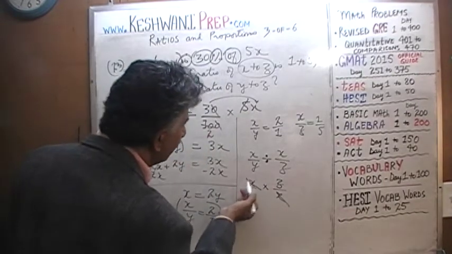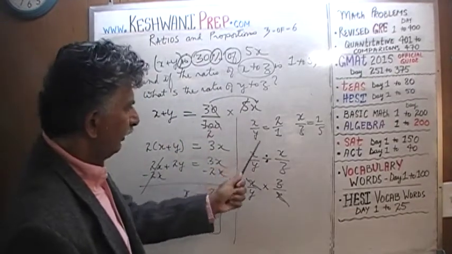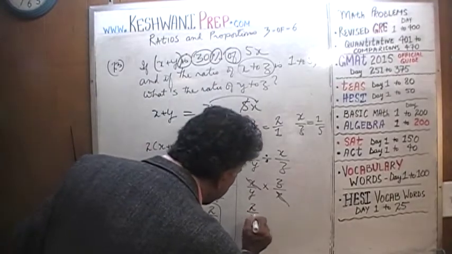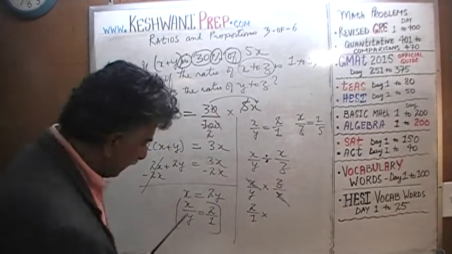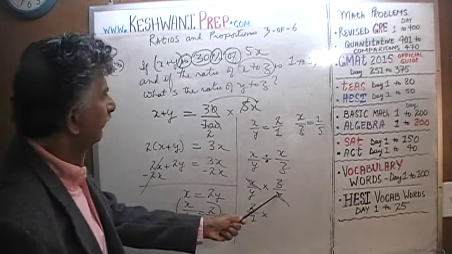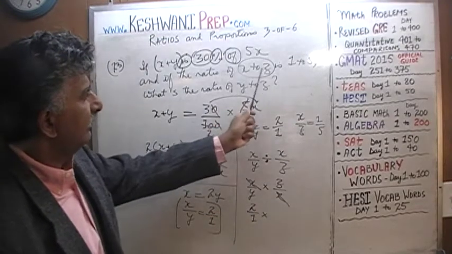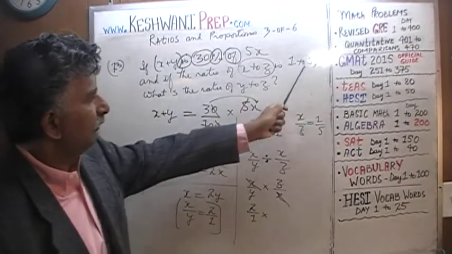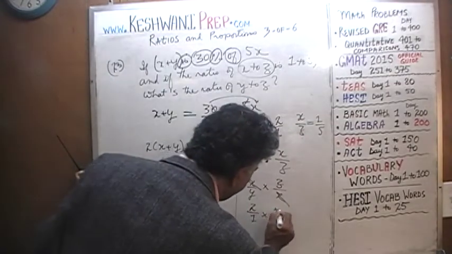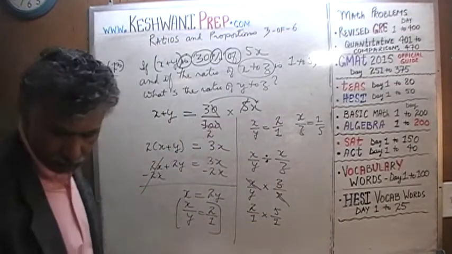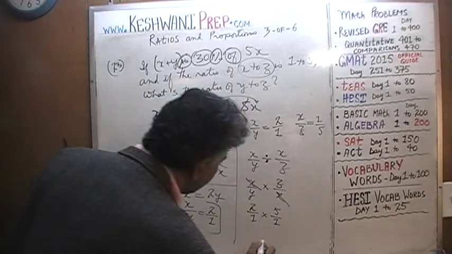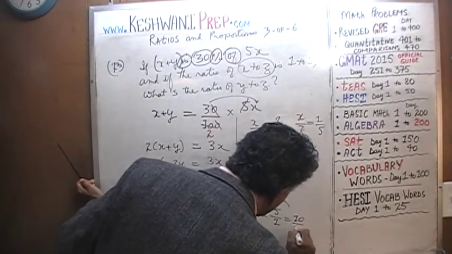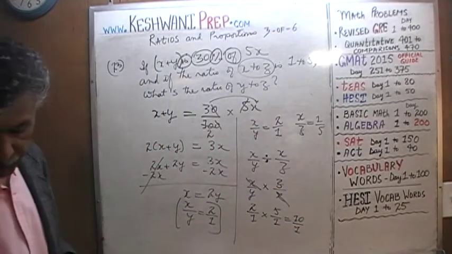So let's do that. x over y is 2 to 1, times z over x. It's not x over z. We want z over x. This is going to be 5 to 1. Oh, this can't be. Is it? I guess that's it. So it's 10 to 1. What does 10 to 1 represent?